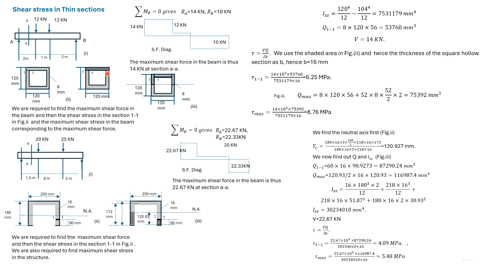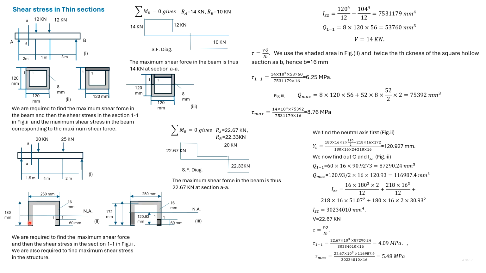Thickness here is 8 mm, but for this shaded portion, we have twice the thickness. So B is taken as 16 mm. Shear stress is found in section 1.1 by taking B as 16 mm, as shown here. The maximum shear stress occurs at the neutral axis, and for determining the maximum shear stress, we take this whole shaded area and find Q. Again, we take twice the thickness as B and find tau max.